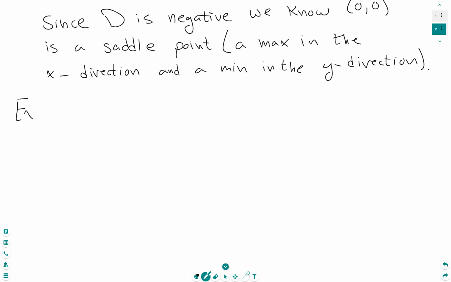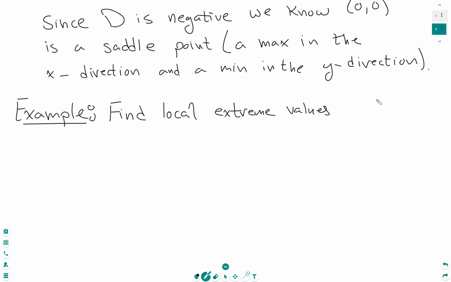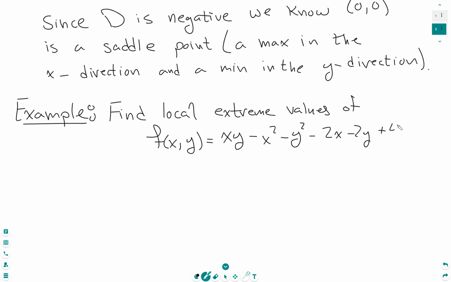Okay, so why don't we do another example? This time we're going to find local extreme values of the function of x and y: f(x, y) = xy minus x squared minus y squared minus 2x minus 2y plus 4.